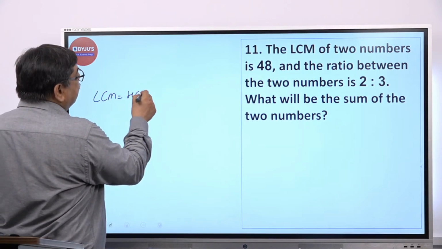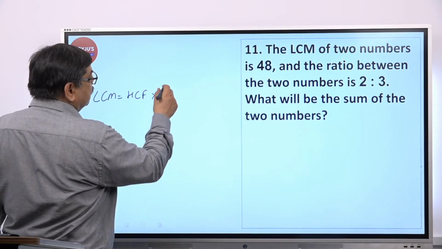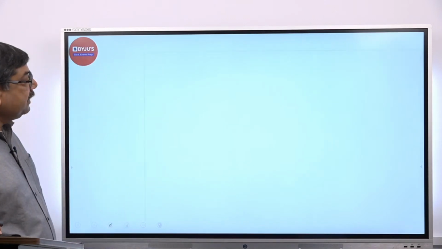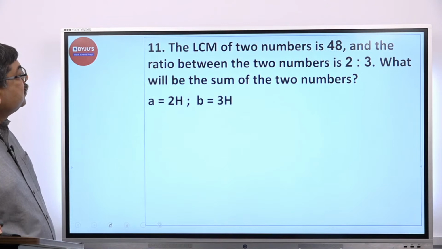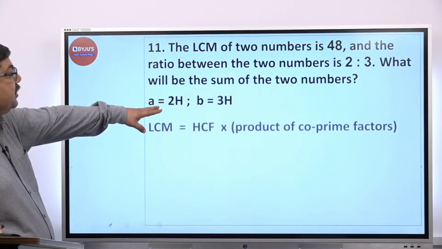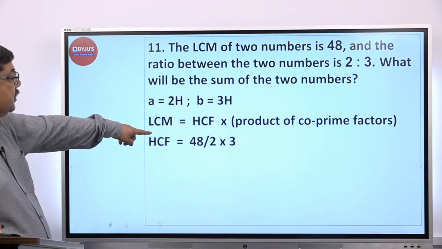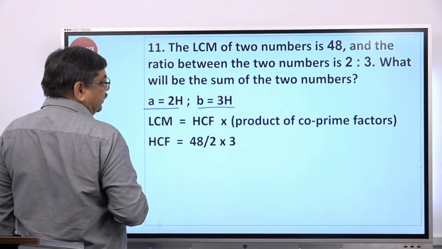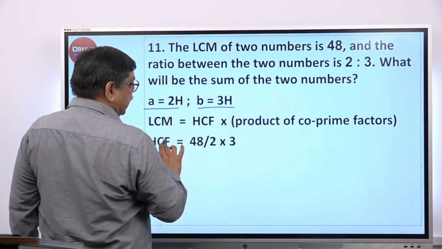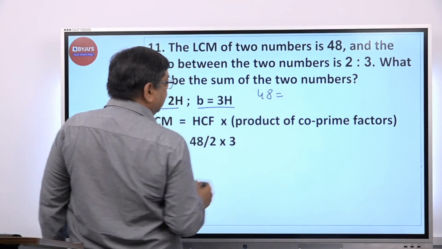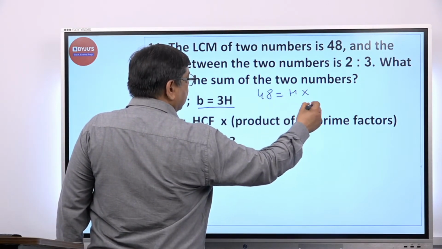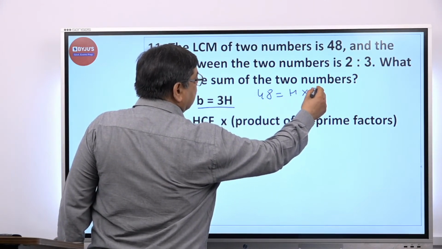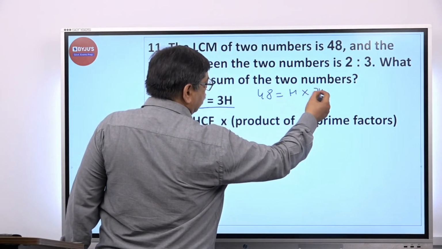LCM is equal to HCF into the product of the two co-prime numbers, as we have. So 2H and 3H is what you have. The product of co-prime factors here: A I am taking as 2H, B I am taking as 3H. So LCM is 48, HCF is unknown, into the product of the two factors, 2 and 3, that is 2H and 3H.